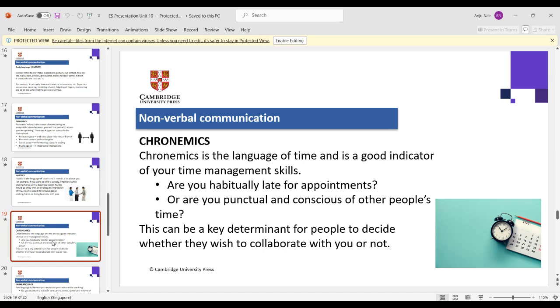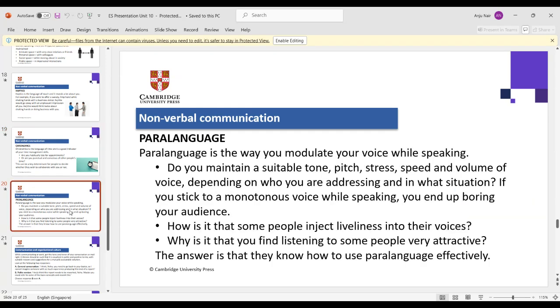Then the next one is chronemics, that is the language of time. Yesterday also I reminded you that this is something we do not emphasize, right? Are you habitually late for appointments, or are you punctual and conscious of other people's time? If you're conscious of other people's time, you'll be more punctual, and that shows you value the other person's time. So this is a key determinant for people to decide whether they wish to collaborate with you or not. If you are on time, it shows you value the other person's time. Hence, it is a key determinant. Chronemics, the language of time, is always important in relationships.